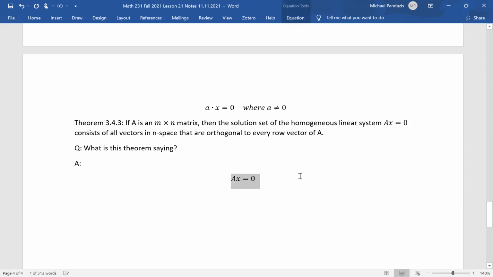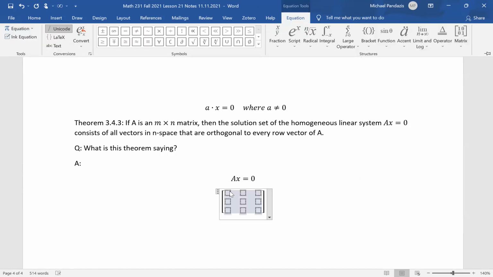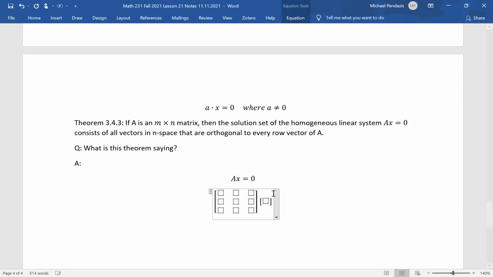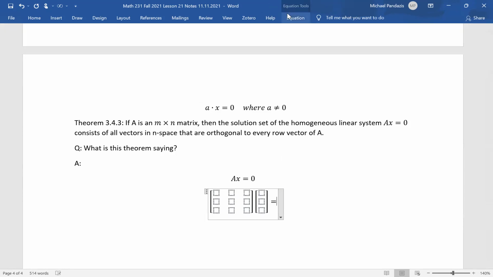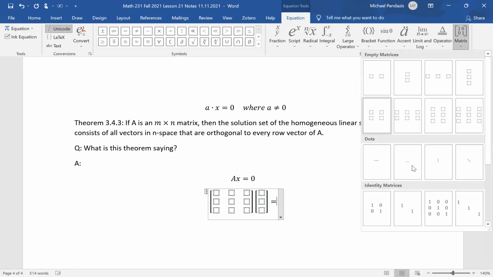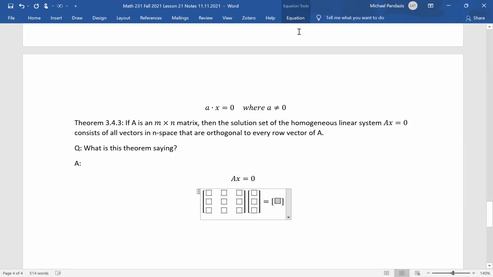Okay, so we have a homogeneous linear system represented by this matrix equation. And the theorem is saying that the solution set, the space of all possible matrices x that you could plug into that matrix equation, consists of all vectors in n-space that are orthogonal to every row vector of A. Well, let's take an example. Let's say a 3 by 3 matrix times your 3 by 1 matrix x is equal to the 0 3 by 1 matrix. Here, x is the unknown x1 in the first component, the unknown x2 in the second component, and the unknown x3 in the third component.